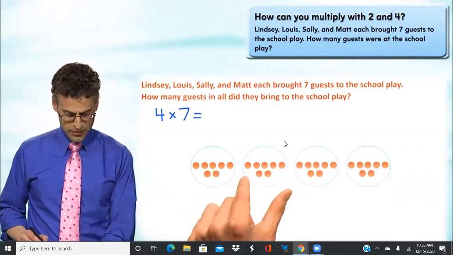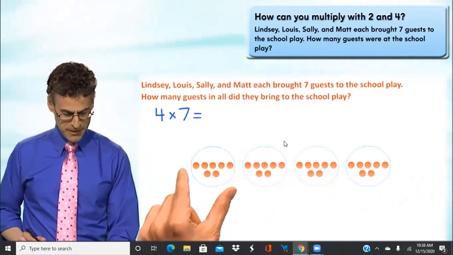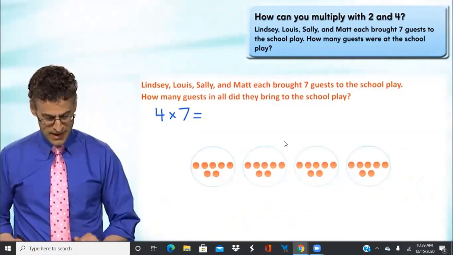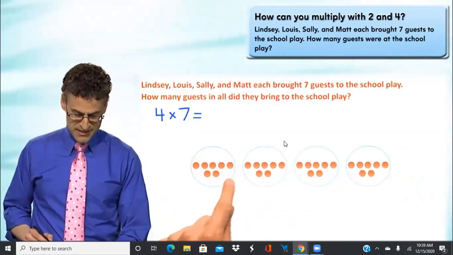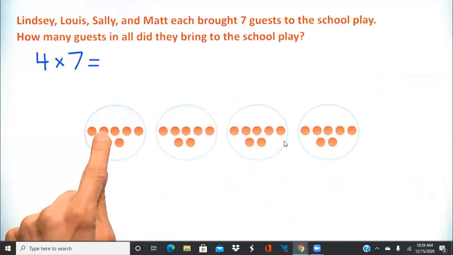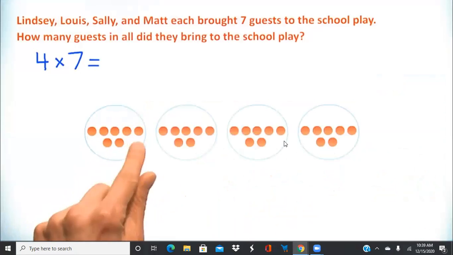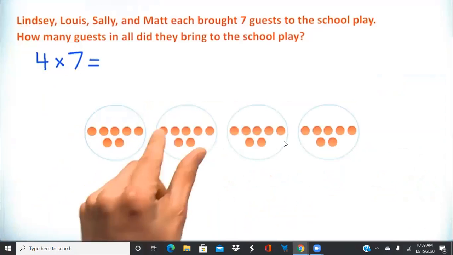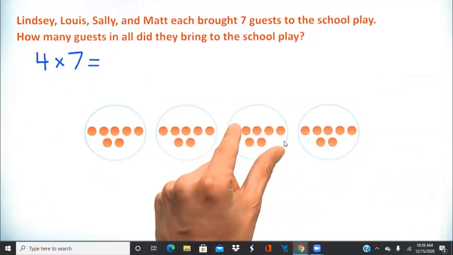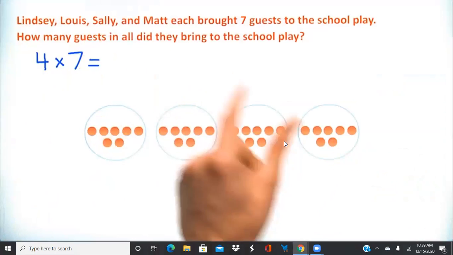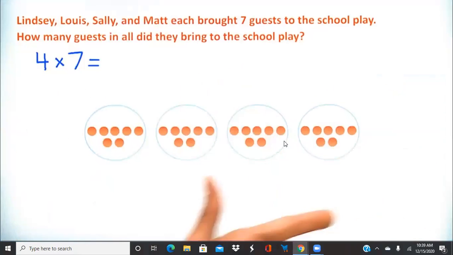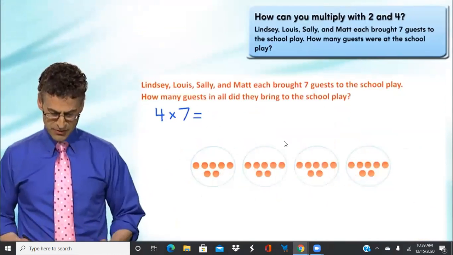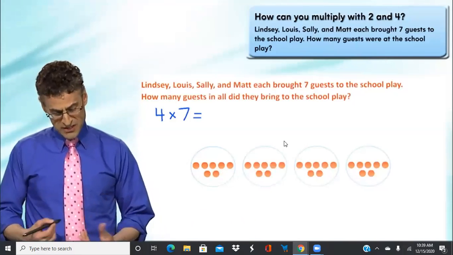So we have the 4 groups. They represent the people. So Lindsay, Lewis, Sally, Matt. And then these 7 counters inside each one, 1, 2, 3, 4, 5, 6, 7. Those 7 counters represent the 7 friends that Lindsay brought, the 7 friends that Lewis brought, the 7 friends that Sally brought, the 7 friends that Matt brought. And I want to know how many friends there are all together, which means I want to just add up all these counters. And so there's lots of ways of doing this.